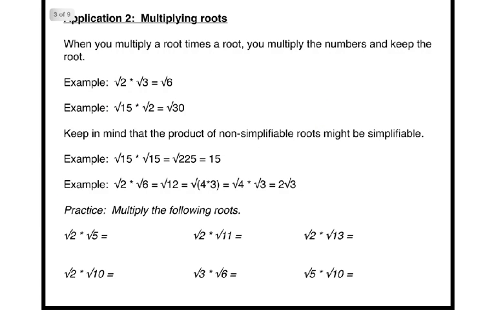Application 2, multiplying roots. When you multiply a root times a root, you multiply the numbers and keep the root. This is simply the product rule in reverse. So root 2 times root 3 is root 6, and root 15 times root 2 is root 30.